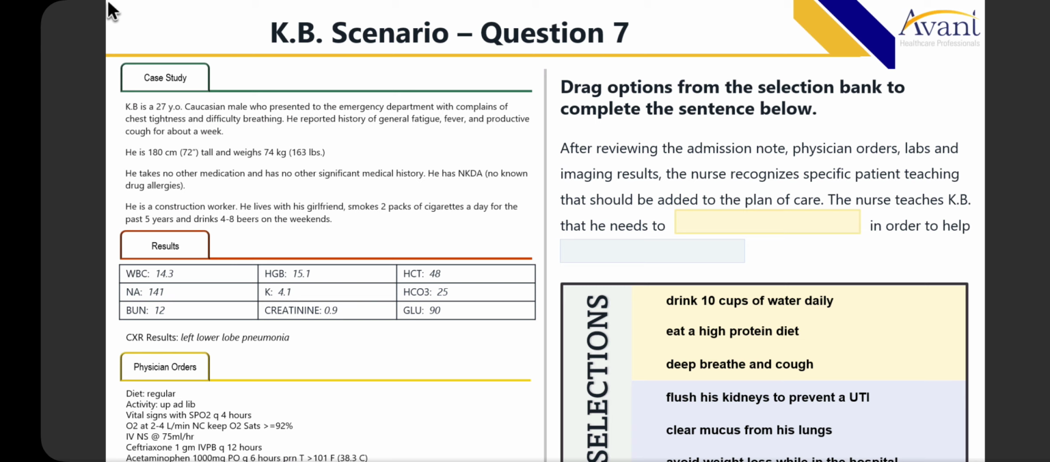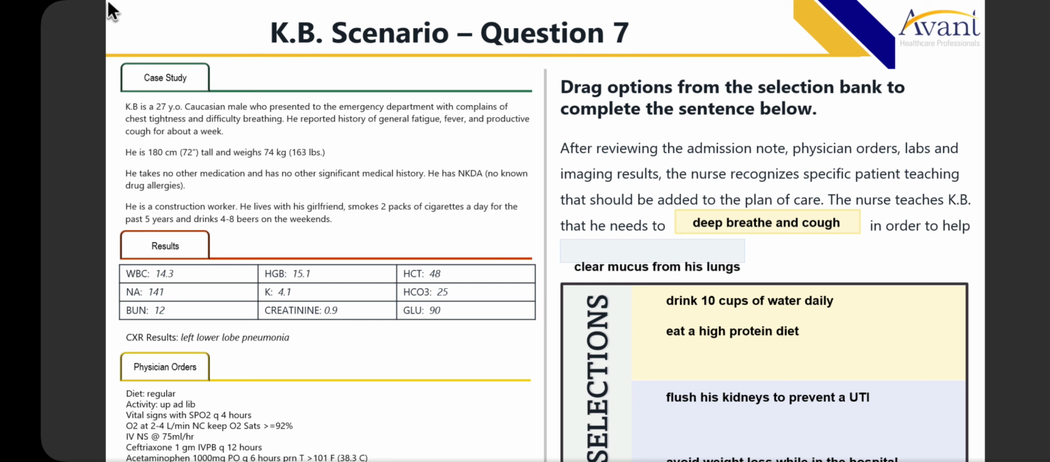Okay. I'm sorry, I got ahead of myself there. So the answer is A, deep breathing and cough. That seems to be the most important thing right now. In order to do what? If we teach him to deep breathe and cough, what is it going to do? Is it going to help flush the kidneys? Is it going to help clear mucus from his lungs? Or is it going to help avoid weight loss while in the hospital? Okay. Those are kind of dumb answers, right? So I think that was obvious. Okay. Good job. So let's move on to the next question.